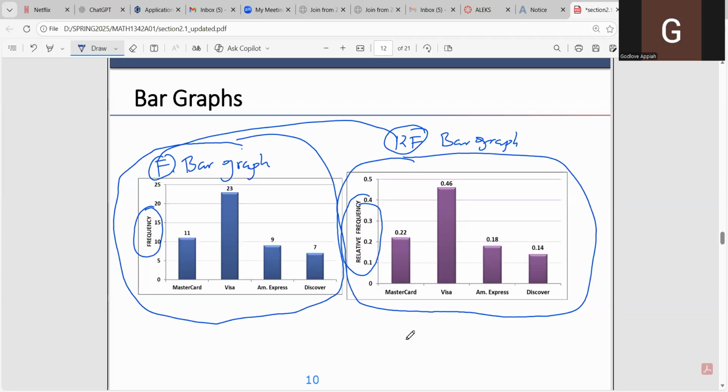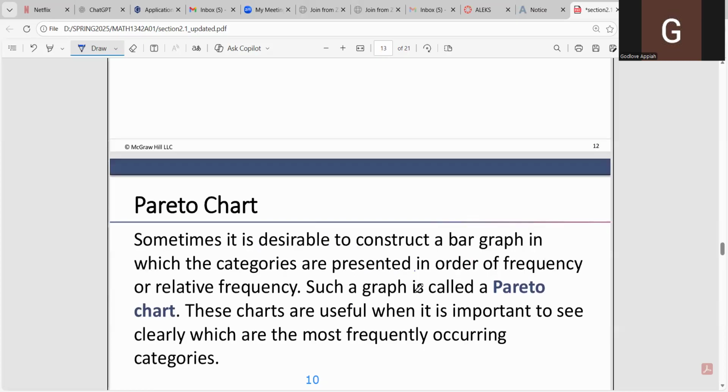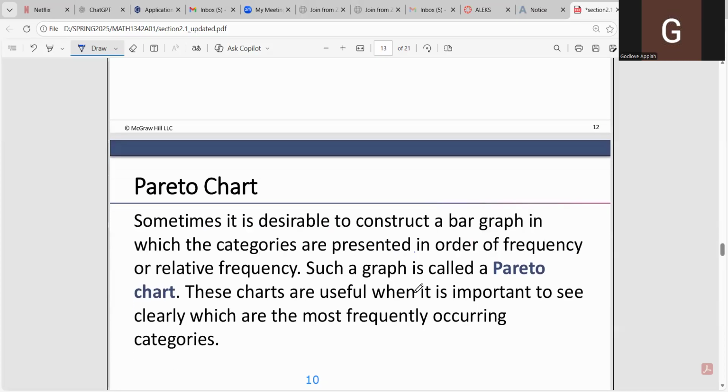All right. So now let's talk about Pareto charts. Let's see what a Pareto chart is. A Pareto chart is just the same as a frequency or relative frequency bar graph. Sometimes it is desirable to construct a bar graph in which the categories are presented in order of frequency or relative frequency. Such a graph is called a Pareto chart. These charts are very useful when it is important to see clearly which are the most frequently occurring categories.